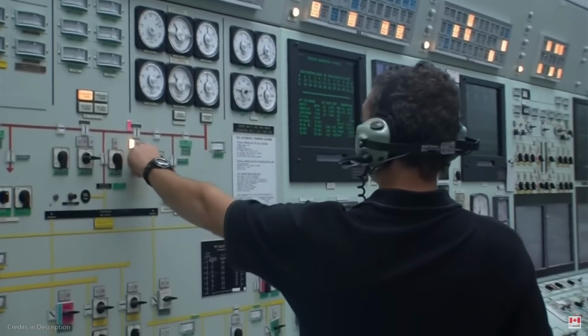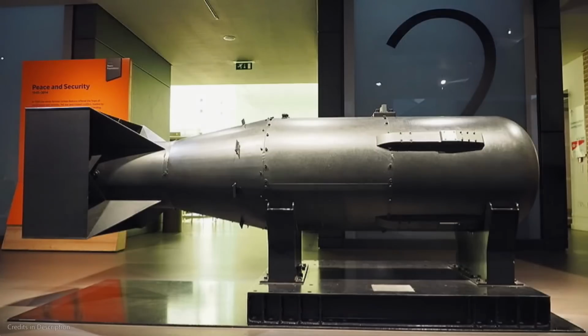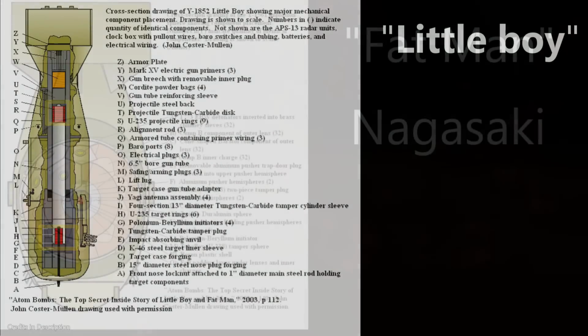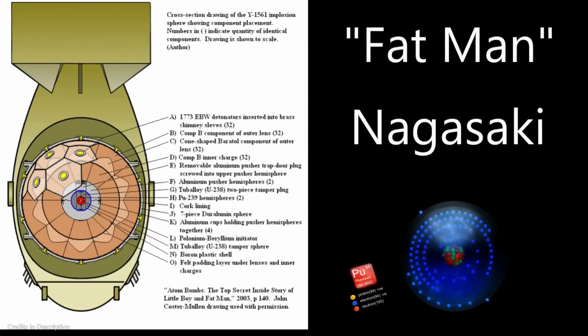Plutonium-239 is one of the materials that can be used to make the core of a nuclear weapon, due to its ability to undergo a rapid fission chain reaction. If you'll remember, the first atomic bomb used during war against Hiroshima was a uranium bomb, but the second one, called Fat Man, was a plutonium bomb.